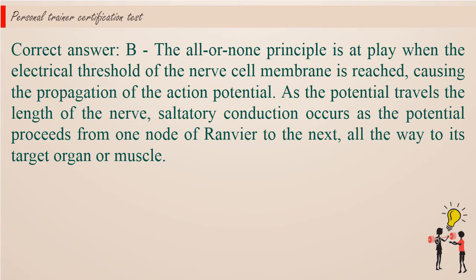Correct answer, B. The all-or-none principle is at play when the electrical threshold of the nerve cell membrane is reached, causing the propagation of the action potential. As the potential travels the length of the nerve, saltatory conduction occurs as the potential proceeds from one node of Ranvier to the next, all the way to its target organ or muscle.